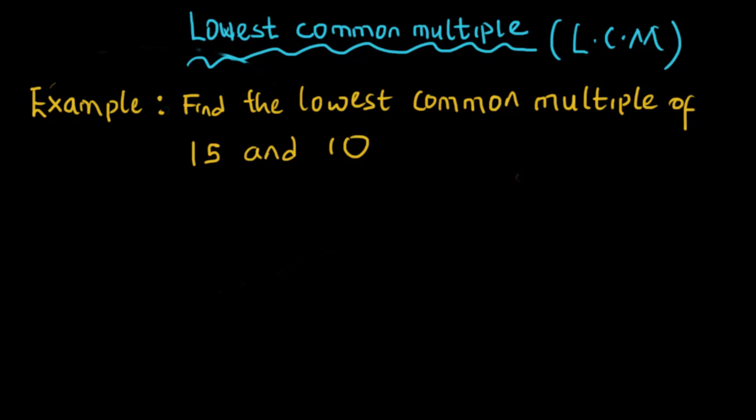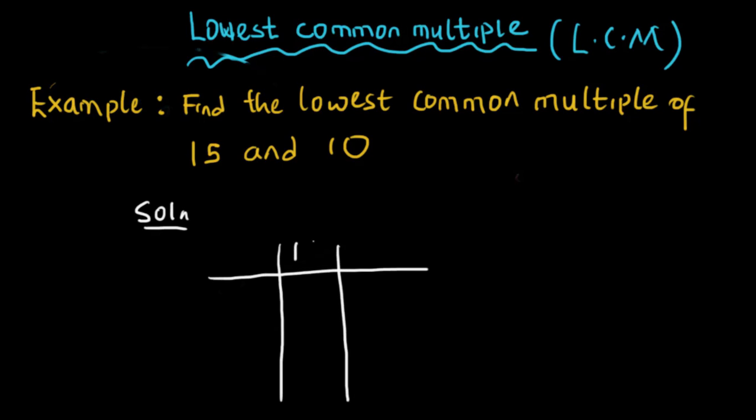So we have this question. Find the lowest common multiple of 15 and 10. So let's try to solve this. So now look at what I'm going to do. I'm going to have these lines drawn. And then I'll have 15 and 10.